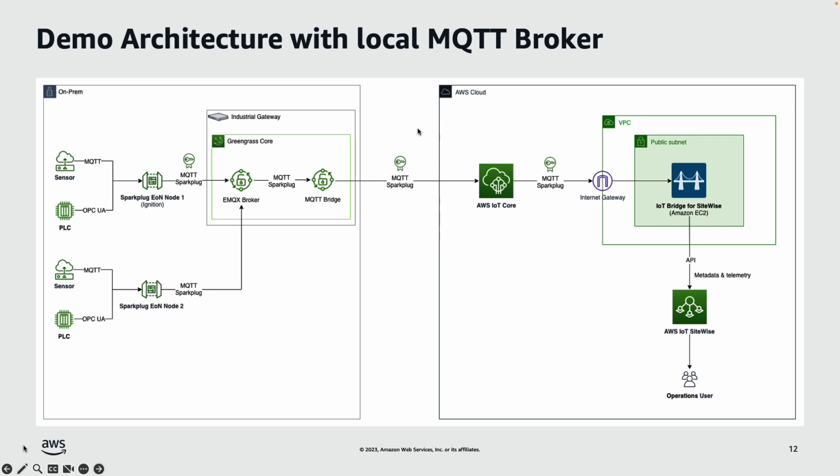Now these messages that are flowing into AWS IoT Core are not being propagated to IoT SiteWise. This is because we don't have the IoT Bridge for SiteWise ready yet. And that's all for this video.